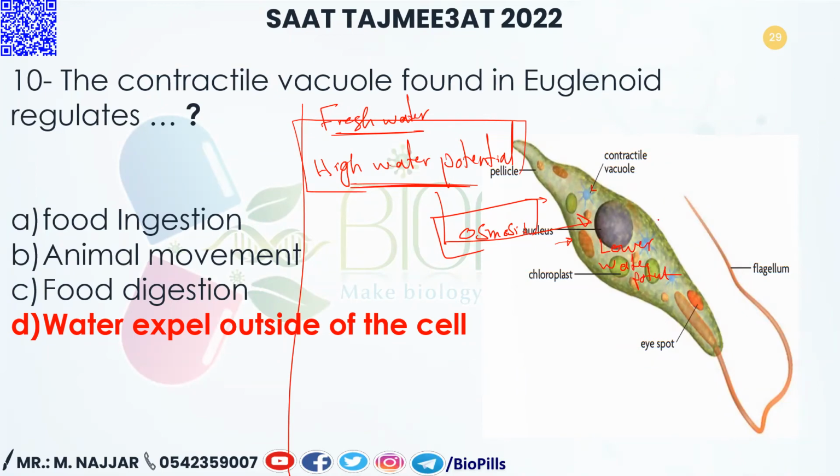This water can cause the euglenoid, which is a unicellular organism, to enlarge, and then it will burst, explode, rupture. In order to avoid this, we have one or even more contractile vacuoles in order to take this water and expel it outside of the body at regular paces in order to maintain osmoregulation and prevent the bursting of the living organism.